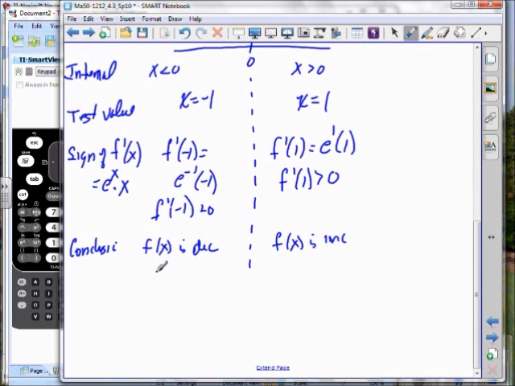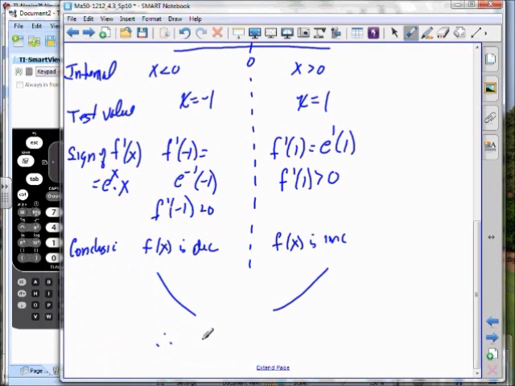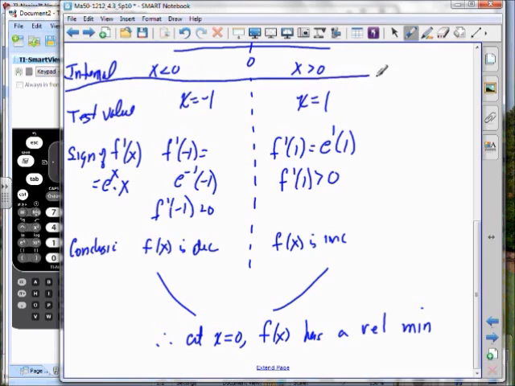Okay. So in other words, if the first derivative is negative, we know that the function is decreasing. If the first derivative is positive, we know the function is increasing. Therefore, at x equaling 0, f of x has a relative minimum. Okay? That's the sign chart. We have an interval that we determine.